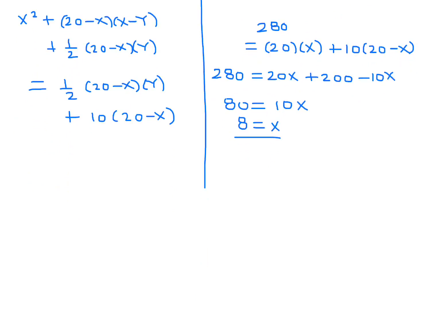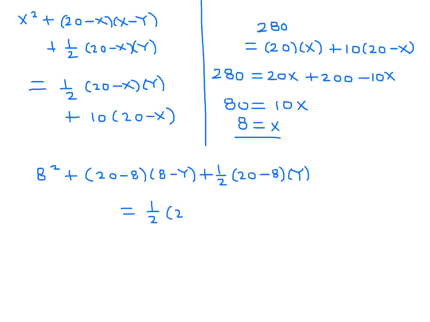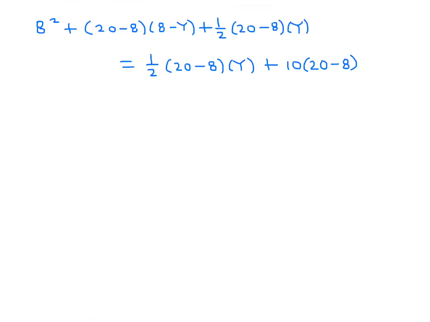The good news is we know x. So let's start with that equation, substituting x equal 8. So we've got 8 squared plus (20 minus 8) times (8 minus y) plus 1/2 times (20 minus 8) times y, and that is equal to 1/2 times (20 minus 8) times y plus 10 times (20 minus 8). And let's see what this gives us.